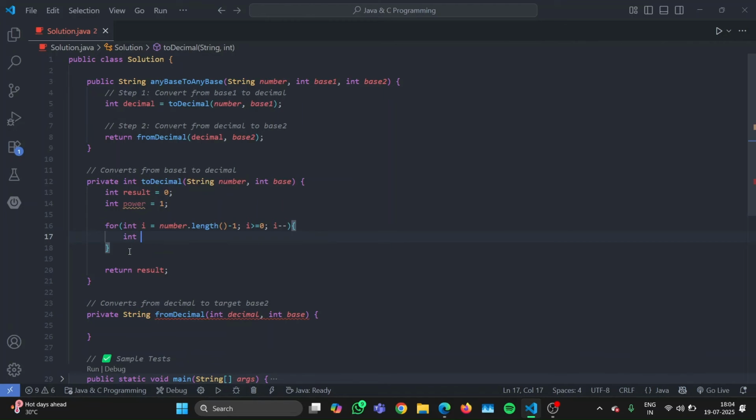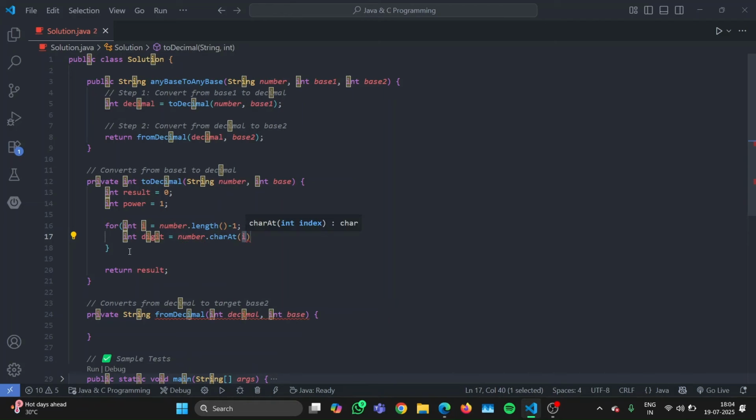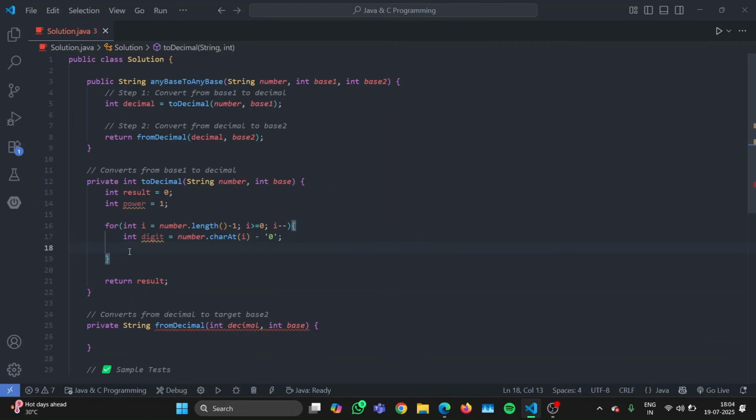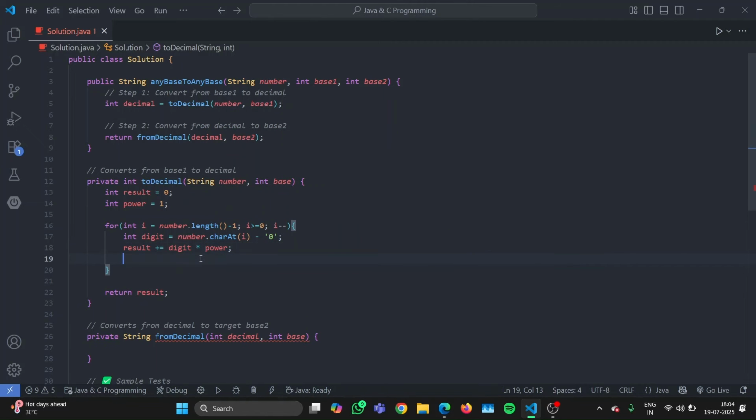Then we extract the digit by using the charAt function of the string, where we can extract a character and then subtract the ASCII value of '0' so that we can get the number in integer form. Then we add the digit multiplied by the place value and then add it up to the result.